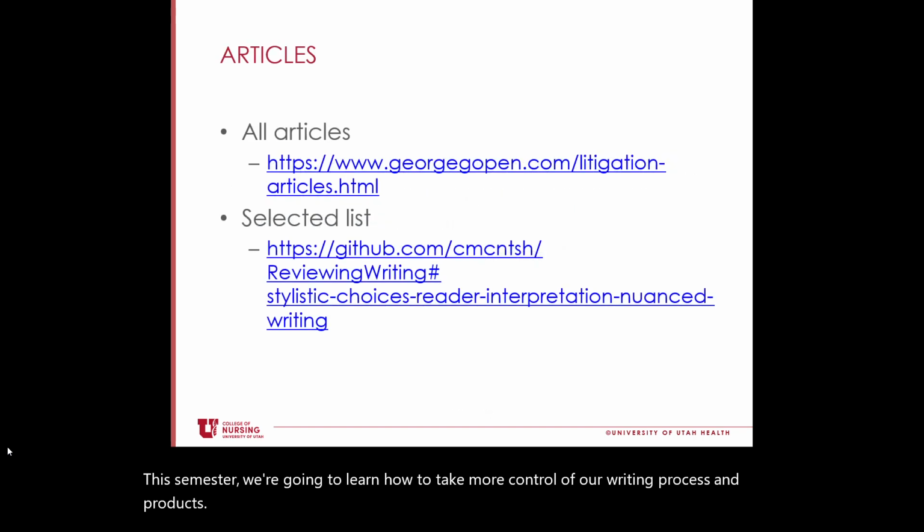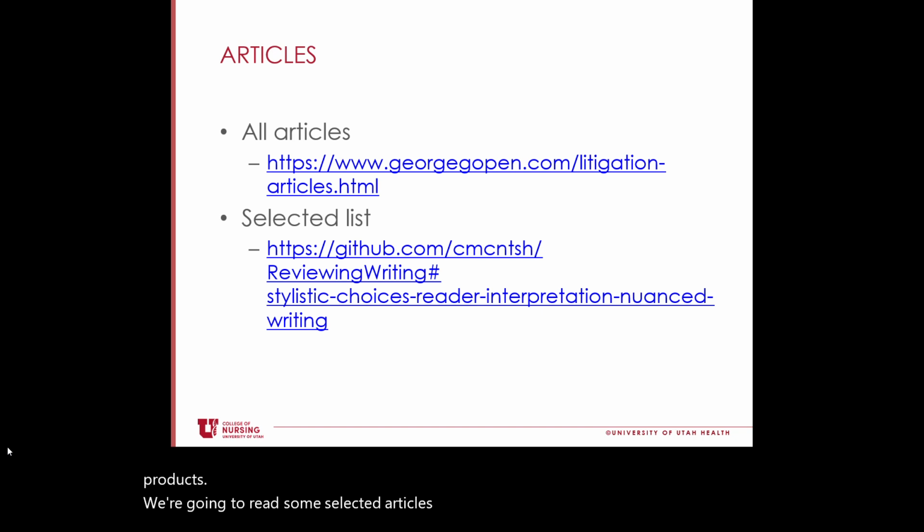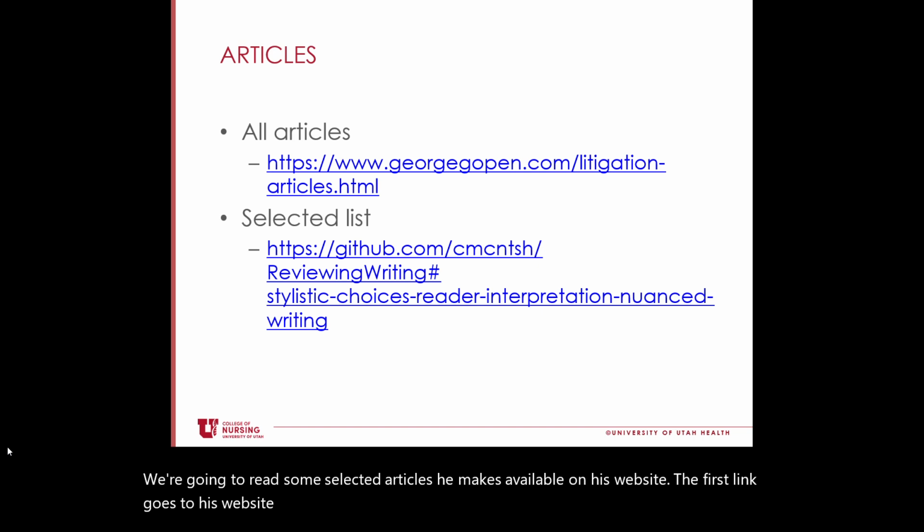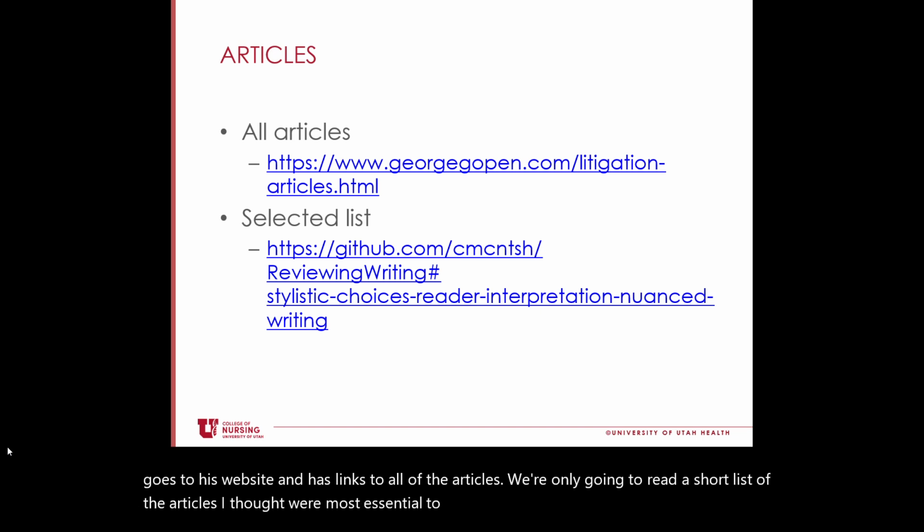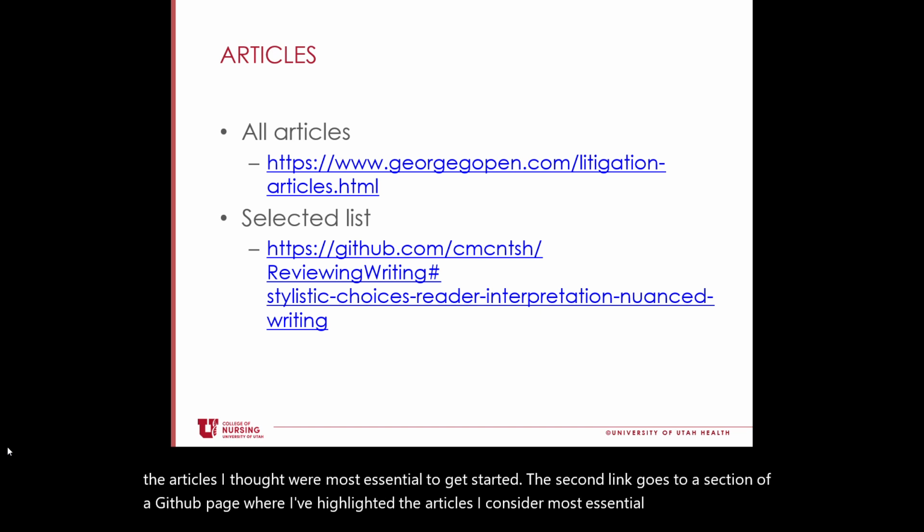We're going to read some selected articles he makes available on his website. The first link goes to his website and has links to all of the articles. We're only going to read a short list of the articles I thought were most essential to get started. The second link goes to a section of a GitHub page where I've highlighted the articles I consider most essential.